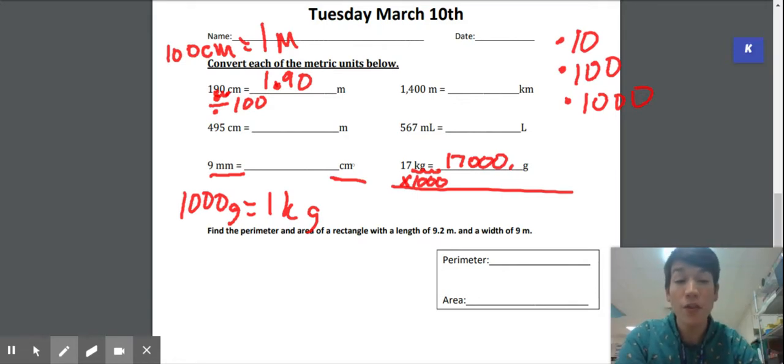So that's something you have to think about for that question. Your first question is always, am I multiplying or dividing? What am I multiplying or dividing by? We can use the prefixes to figure that out, and then just move your decimal. And that's really how we convert within the metric system.